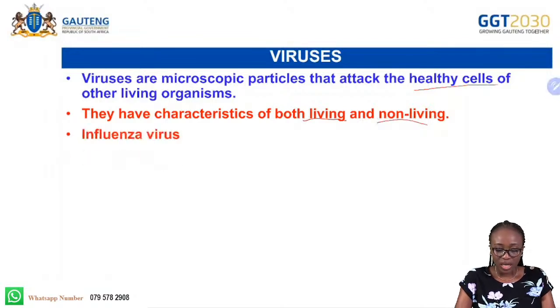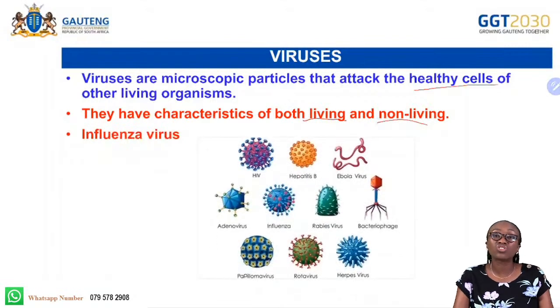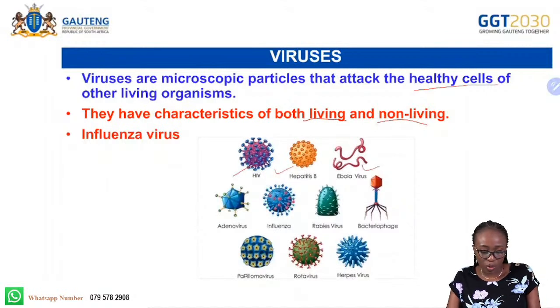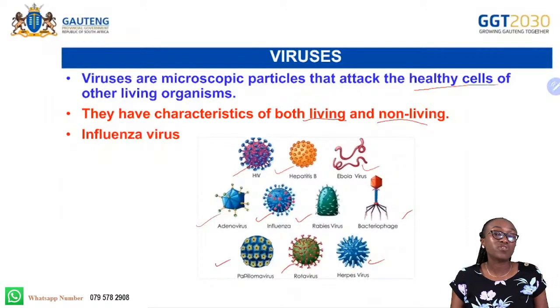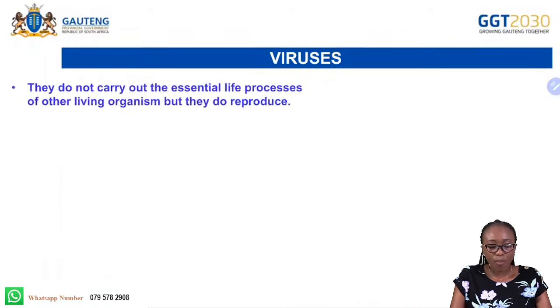An example of a virus is the influenza virus, and here is a picture just showing illustrations of different viruses that exist on earth. We've got the HIV virus, the hepatitis B virus, the Ebola virus, adenovirus, influenza virus, the rabies virus, the bacteriophage, the papillomavirus, the rotavirus, and the herpes virus. These are some of the different kinds of viruses that are found here on Earth.